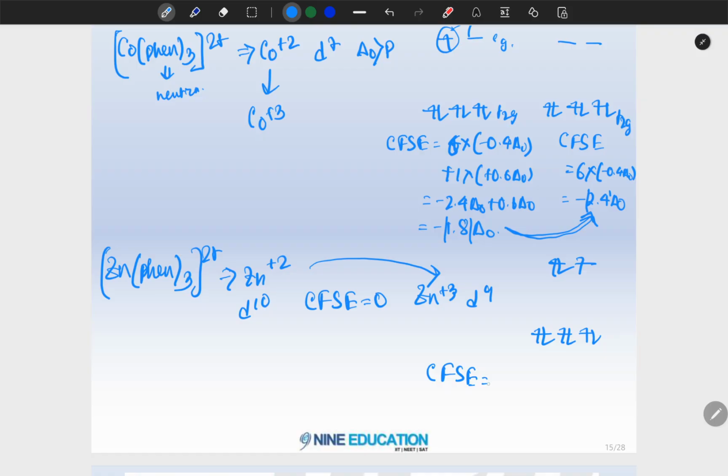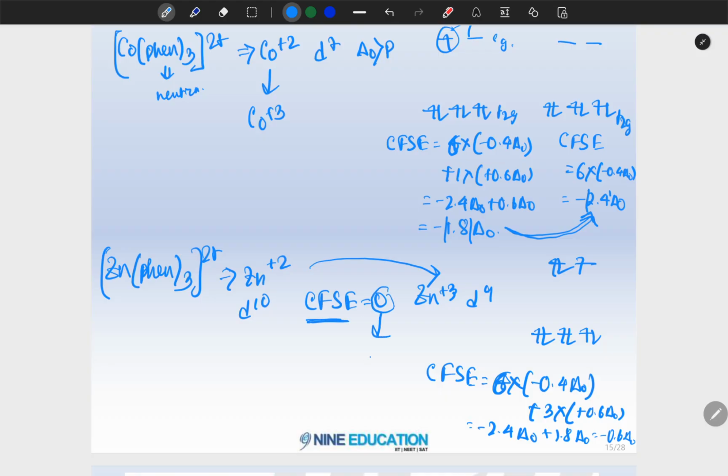So what is the value of CFSE? CFSE is equal to 6 into minus 0.4 Δo plus 3 into plus 0.6 Δo. So minus 2.4 Δo plus 1.8 Δo, and I am getting minus 0.6 Δo. Clearly we can see that the magnitude of CFSE is increasing from 0 to 0.6. Because of the increase in the magnitude of the stabilizing energy, the resultant complex will also become very much stable, right? Okay. Now let's check the other options as well.